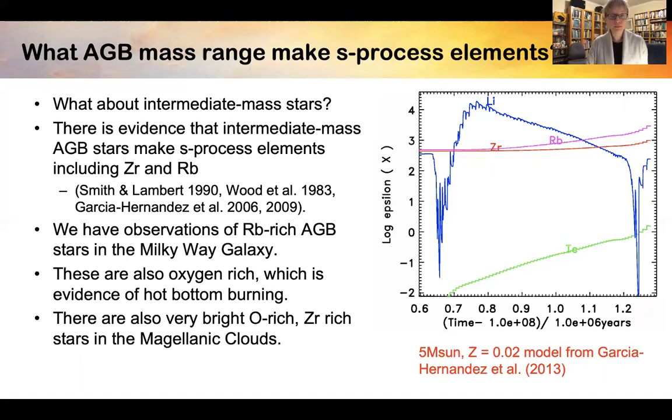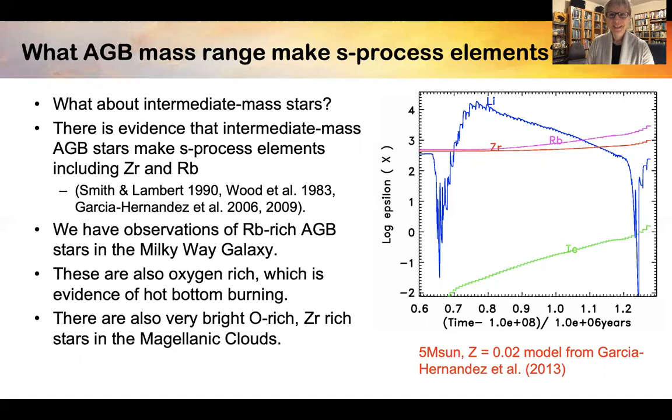But there is evidence from observations that these intermediate mass AGB stars, because they're more massive, they're brighter, and they're often oxygen rich, showing evidence of hot bottom burning, also make s-process elements. In the Large Magellanic Cloud, Smith, Lambert and Wood in 1983 found evidence of enrichments of zirconium in the brightest AGB populations. Later, Hernandez, in the Galaxy and also the Magellanic Clouds, found evidence for rubidium enrichments in very bright, oxygen-rich, hot bottom burning stars.